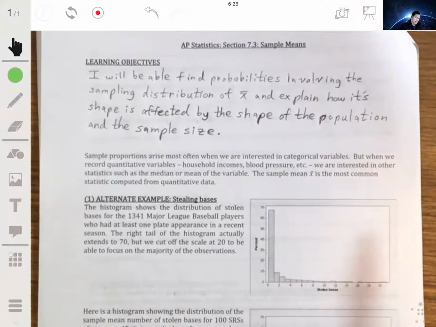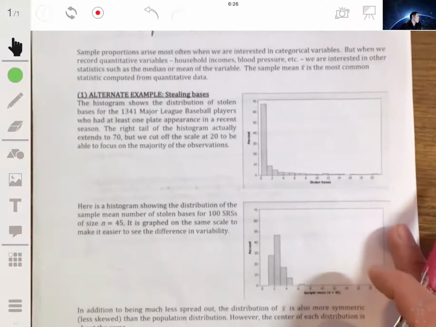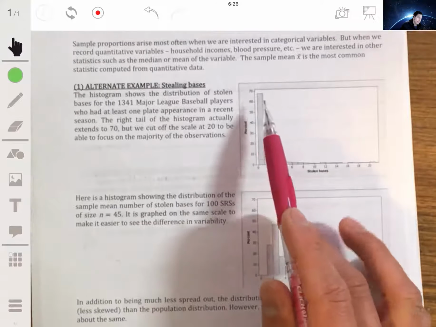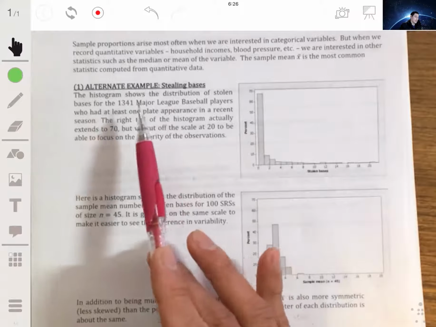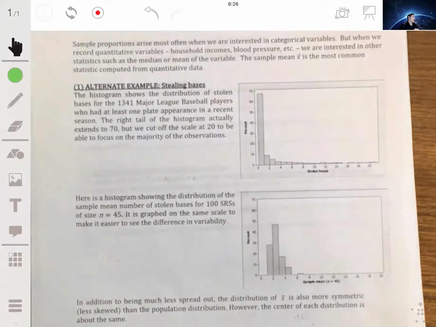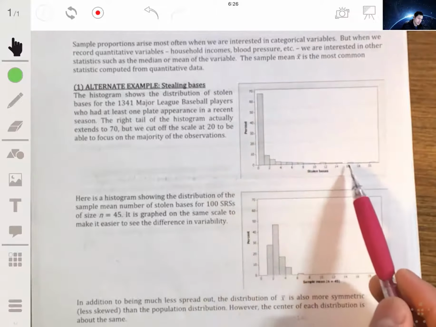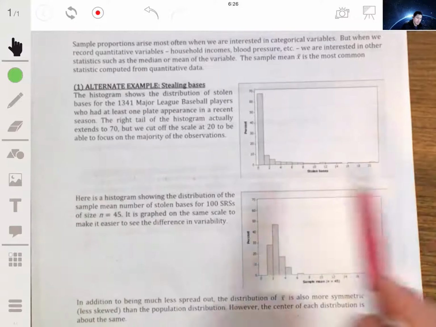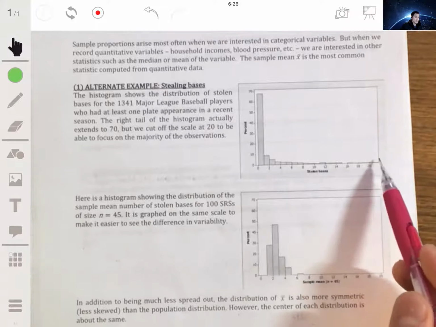All right, so let's start by building some intuition, and we're going to look at this problem here that shows the population distribution of stolen bases for all 1,341 Major League Baseball players that had at least one appearance in the most recent season. So you can see it's really skewed to the right. It actually goes all the way to 70, but it gets cut off at 20 just because it would take up too much space, and you wouldn't really be able to see anything.